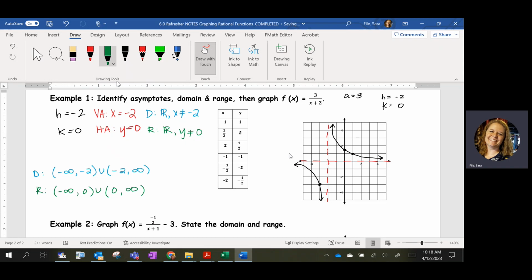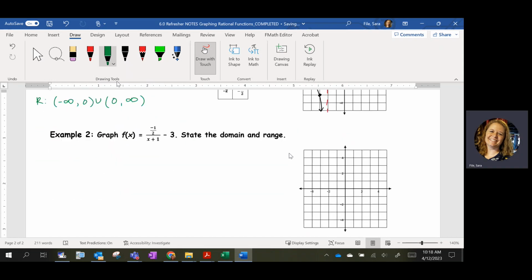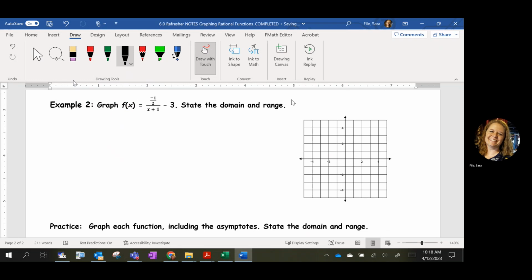Okay, let's try example 2. So again, I'm going to identify my A is negative 1/2. This time there is something happening. What's that negative going to do? What's a negative A going to do to my graph? It's going to flip it. It's going to reflect it over the x-axis.